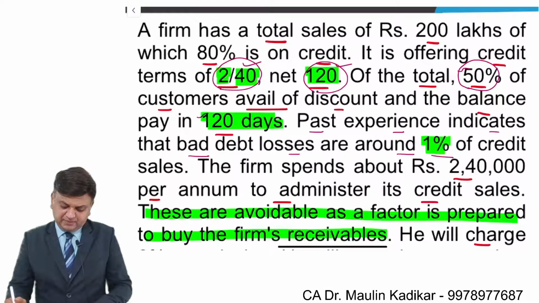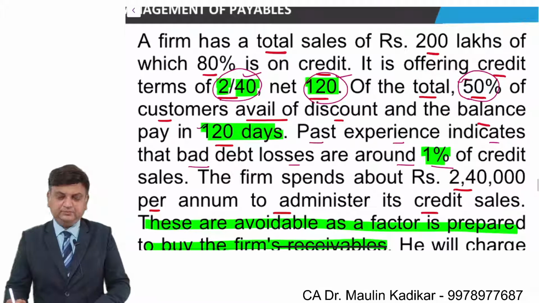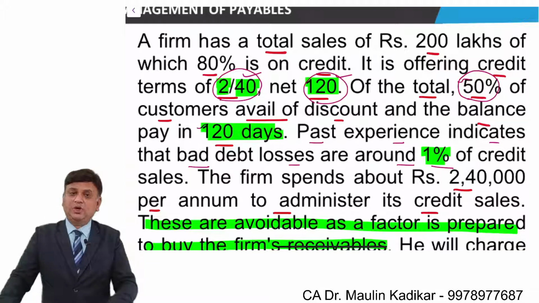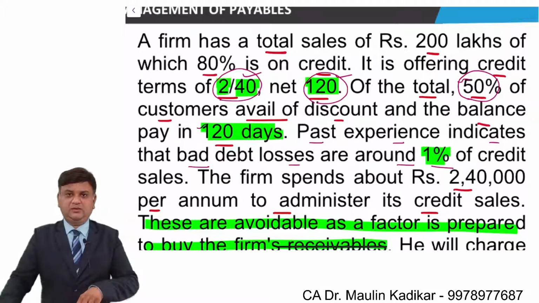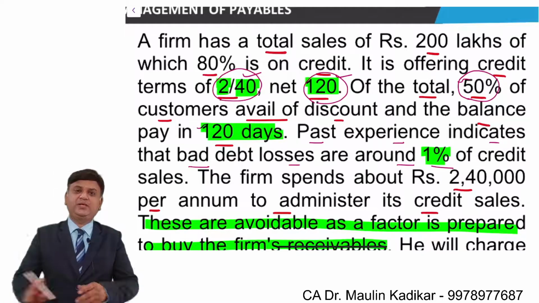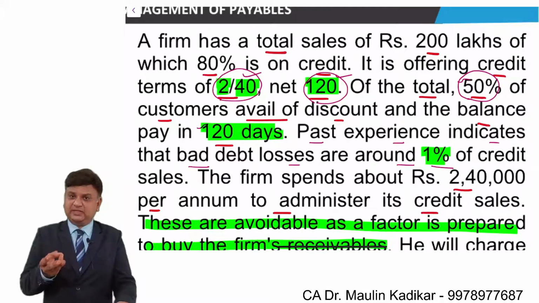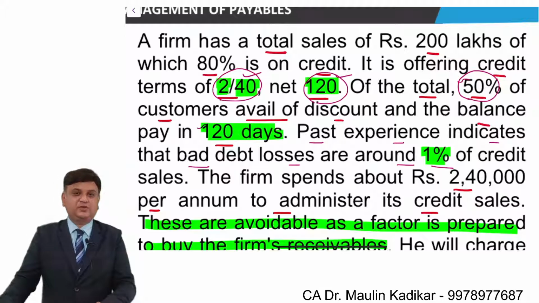Importantly, friends, you can see further, the question is not providing the information about what will be the credit terms, or what will be the percentage of the customers availing discount and not availing discount. All that information is missing once you appoint the factor. So in that case, the institute has made an assumption that the credit sales will remain same, credit terms will remain same, the percentage of customers availing discount will remain same, and even the average collection period will remain same. That is the kind of assumption that even we have to make for solving the question.